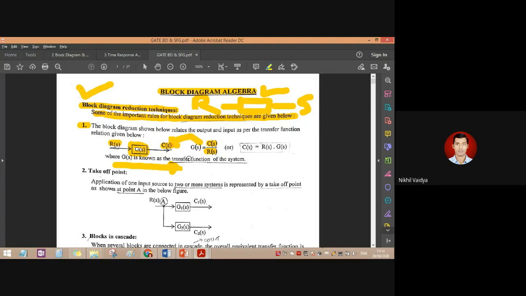Where G of S is known as the transfer function of the complete system. Transfer function of the complete system. This is the simplest form.